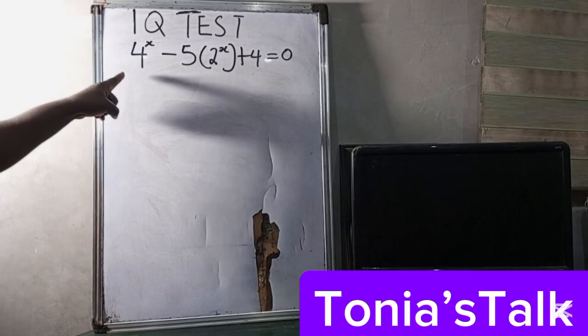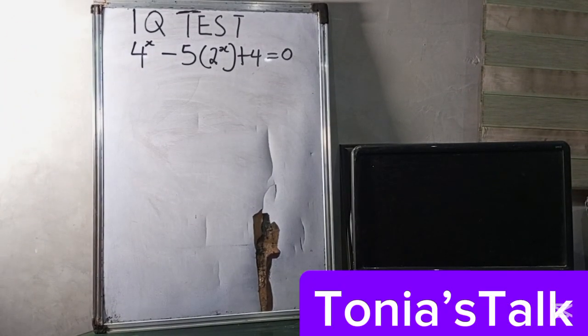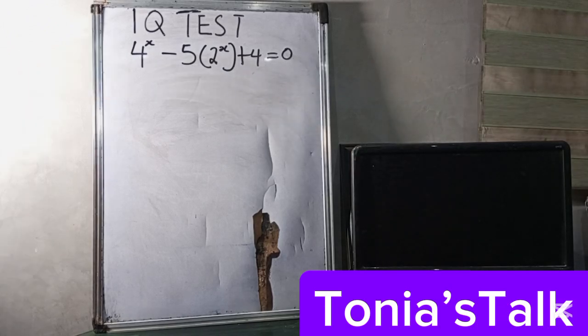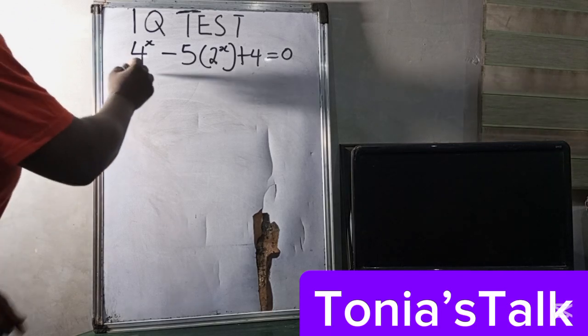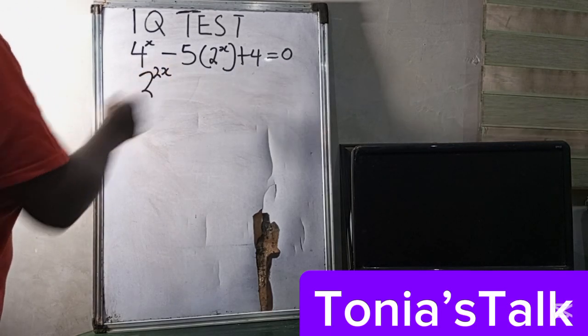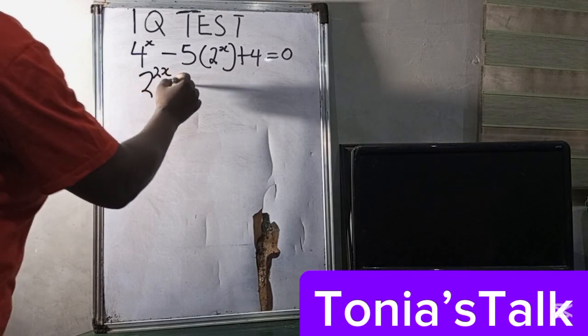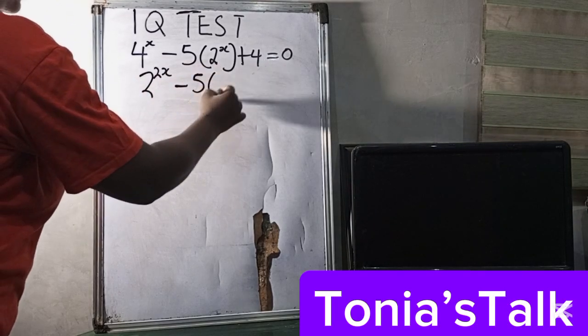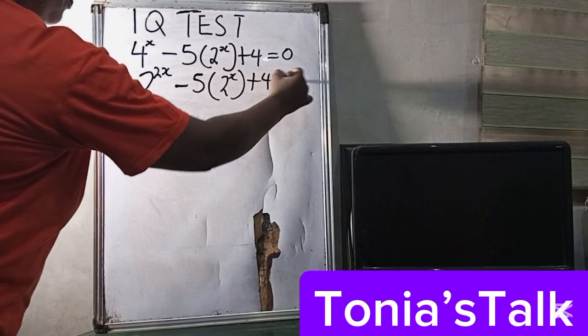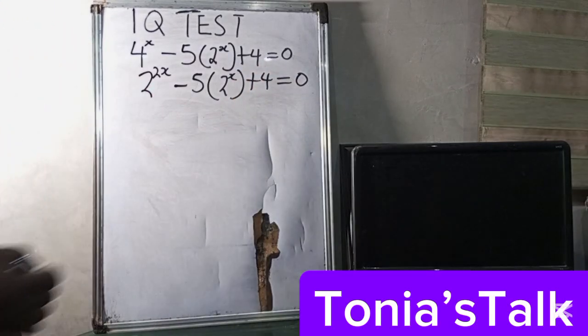Okay, so if you have this type of IQ test, the first thing you are going to do is to change 4 to base 2. And if you change 4 raised to power x to base 2, you are going to have 2 raised to power 2x. Okay, so you have minus 5 bracket 2 raised to power x plus 4 equal to 0.